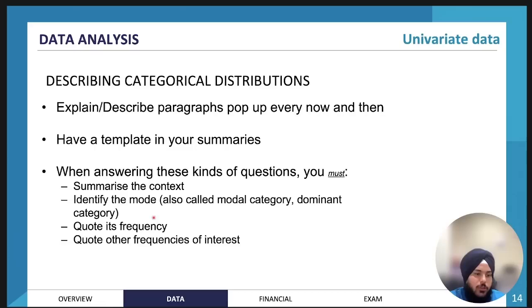Then you need to quote any other frequencies of interest. So there could be any outliers potentially, or categories with extremely low frequency. So stuff like that you might need to quote as well. But usually these first three steps are what we're usually doing.